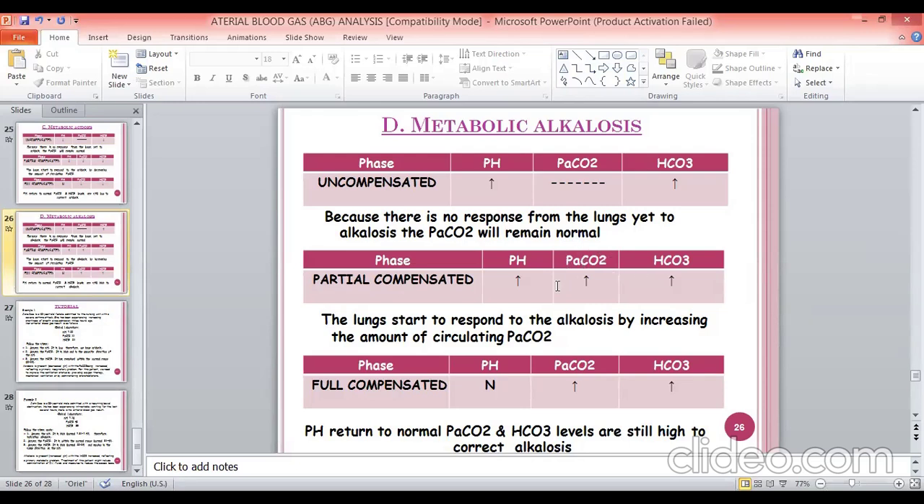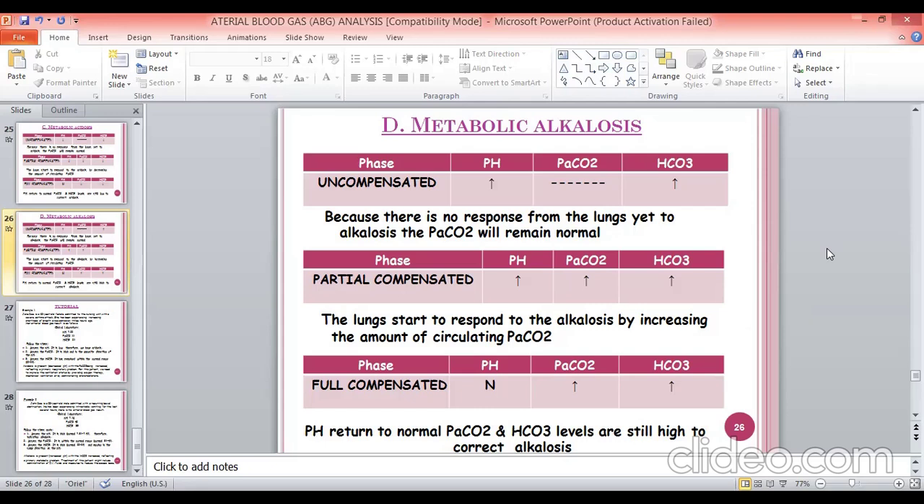Once the full compensatory mechanism occurs, the pH comes within the normal range, and the bicarbonate and the partial pressure of carbon dioxide are still in an uptrend. So pH returns to normal, but the partial pressure of carbon dioxide and bicarbonate levels are still high to correct the alkalosis. These are the applied aspects, the three conditions.